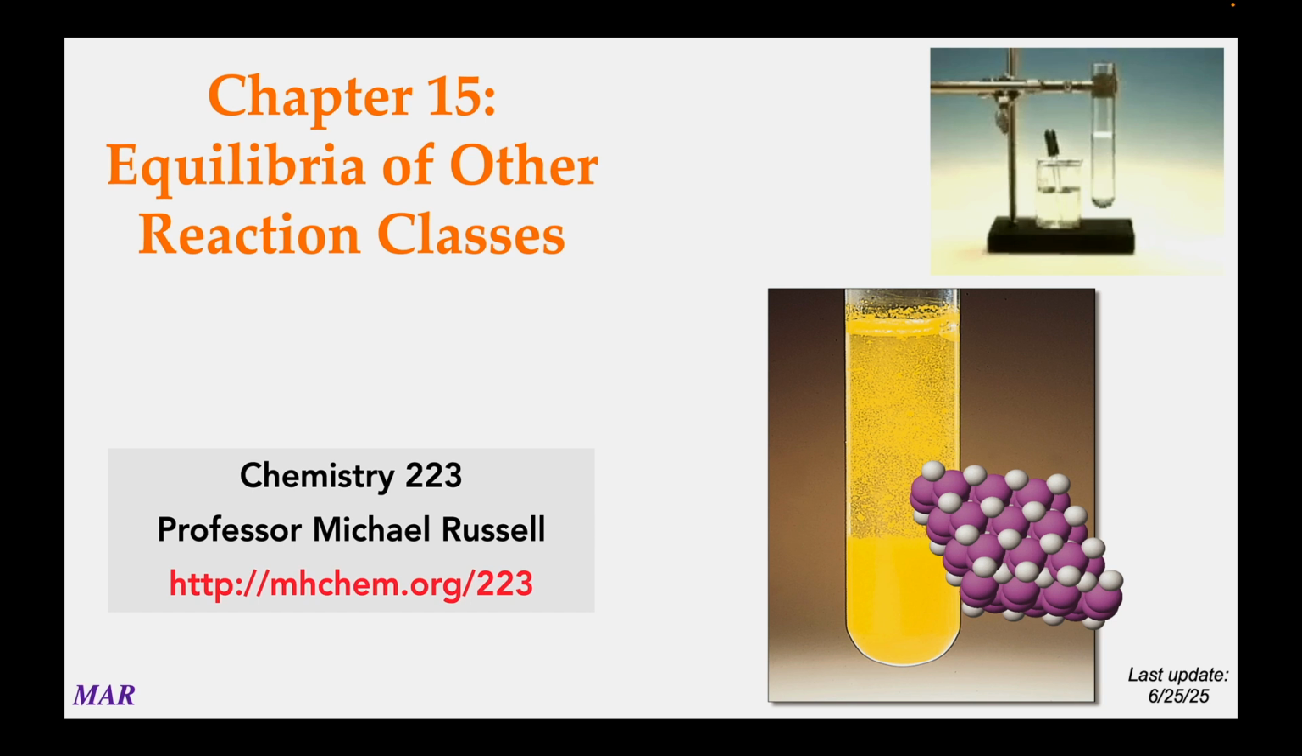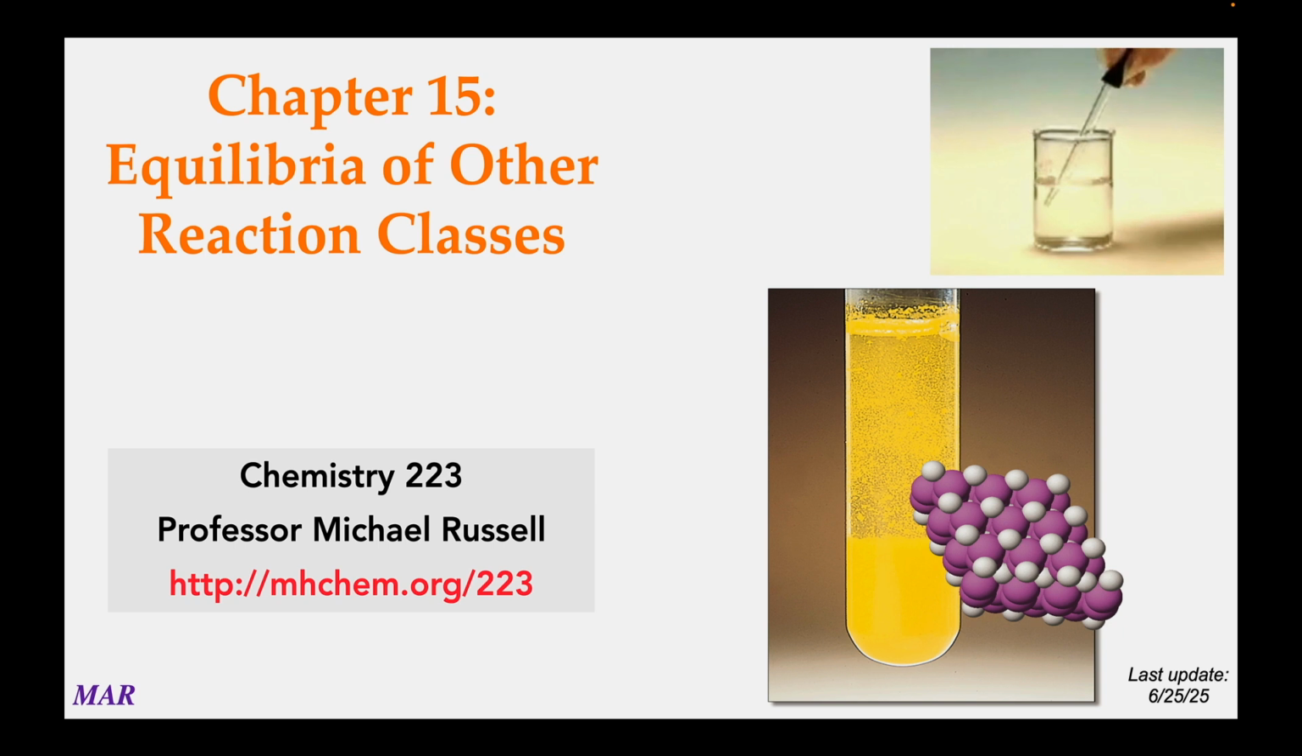This chapter is called Equilibria of Other Reaction Classes. We're going to look mostly in this chapter at solubility, i.e. when things form solids and why sometimes they don't. We'll also look at complex ions and different types of equilibria. So it's kind of an interesting chapter. Let's see what happens and let's get on with the presentation.